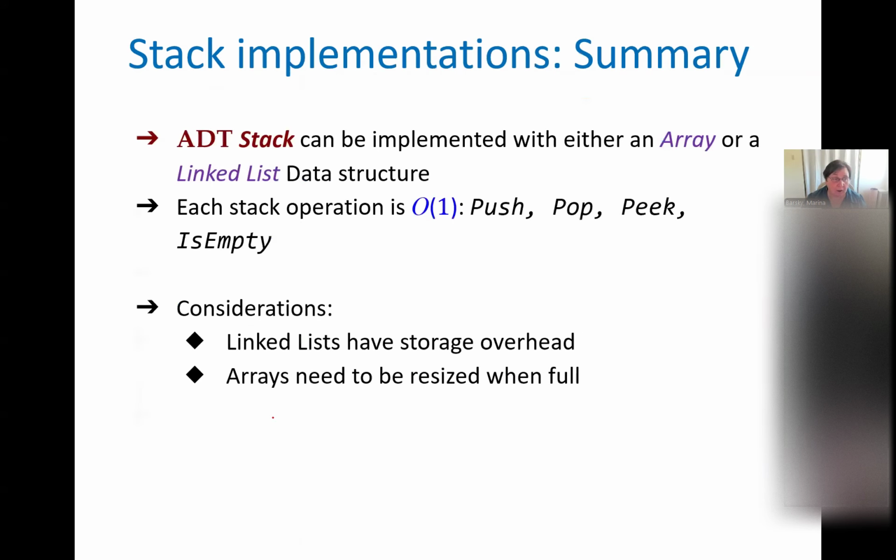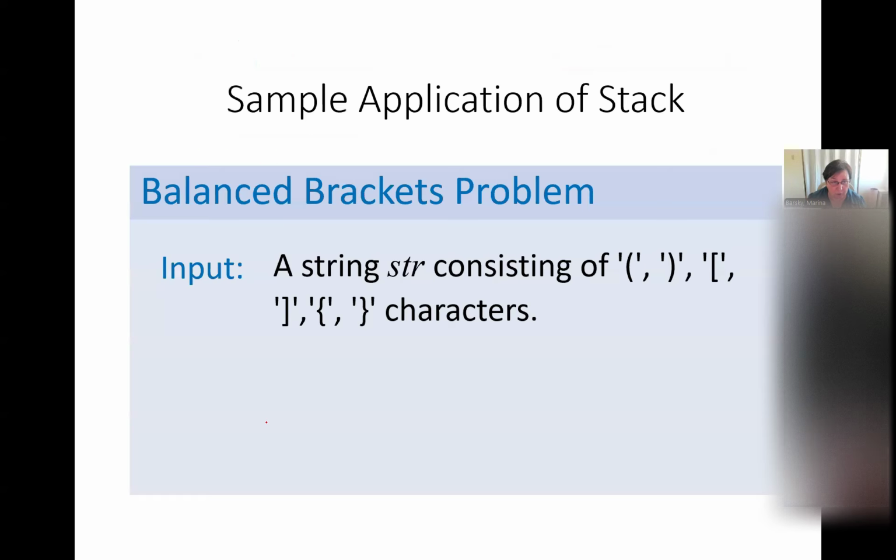Summary. The abstract type stack can be implemented using either an array or a linked list. Each stack operation is big O of 1: push, pop, peek, is empty. Considerations. Linked lists have storage overhead. However, arrays have limited storage, and need to be resized when they are full. So it's your choice what you choose here. Both of them are easy to implement.